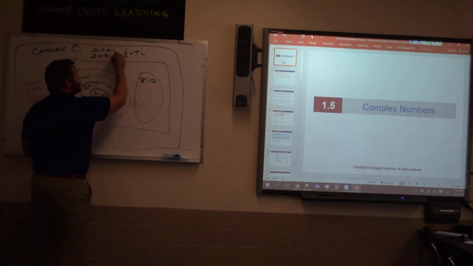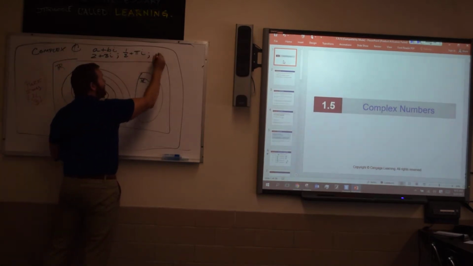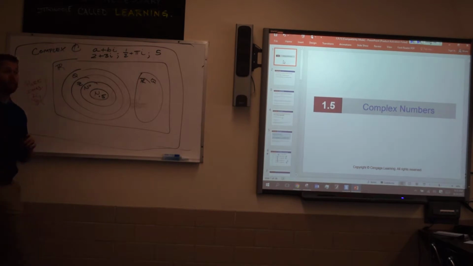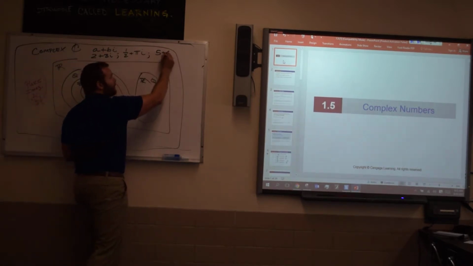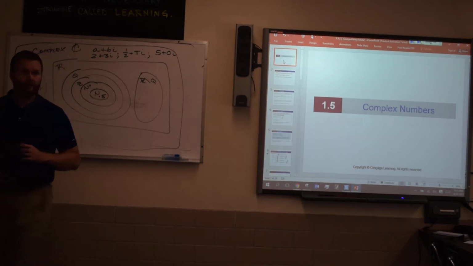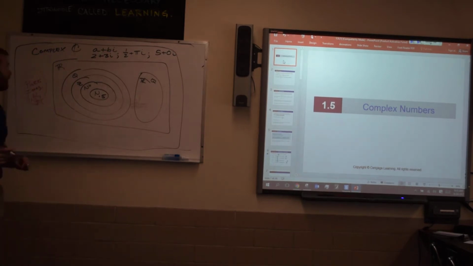So anything like a plus bi, like that, well, that's an example of a complex number. Because what is the bi value? What is b if I write just 5? 0i? Can I do that? Okay. Did 0i come from a purely imaginary group? Yeah. Okay. Because this is basically any number you can think of, attach an i to it.